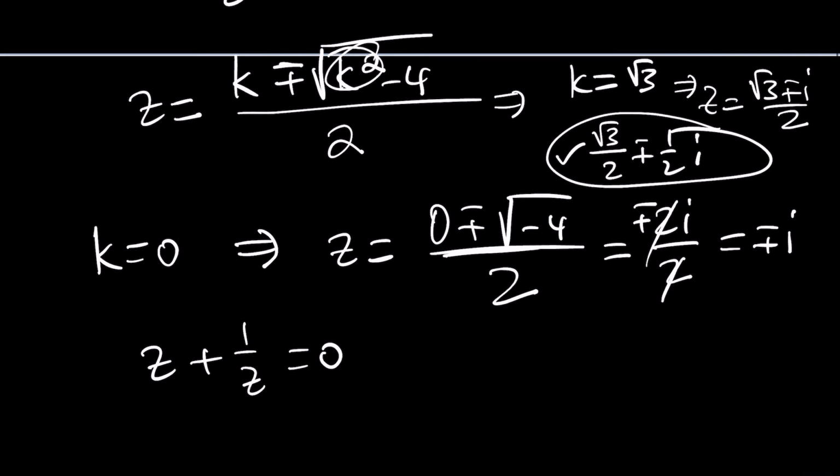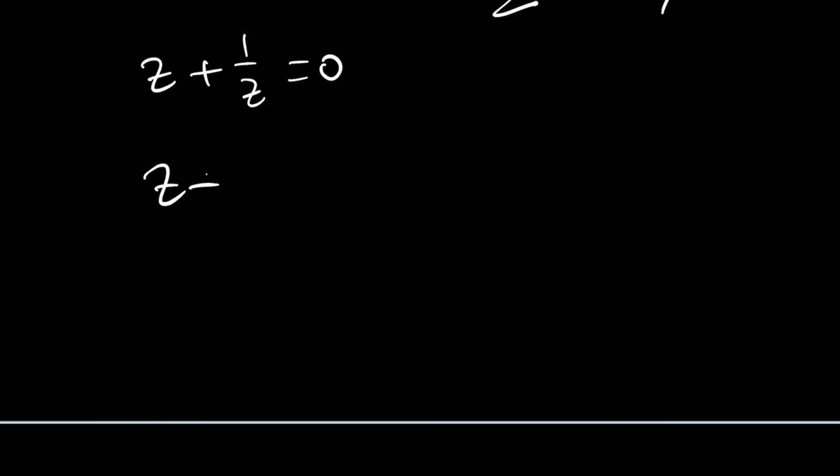Well, so what does that mean? Does that mean z is never real? Can z be real? That's a good question, right? Now let's go back here. z plus 1 over z equals k. Now we said that k is real. And if z is real, can the sum of z and 1 over z equal k?